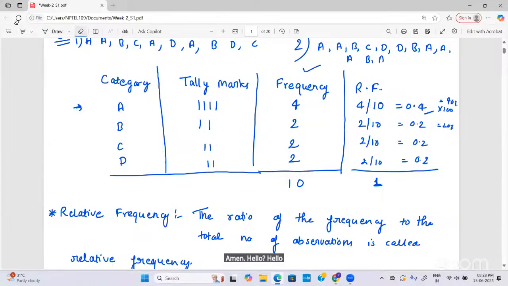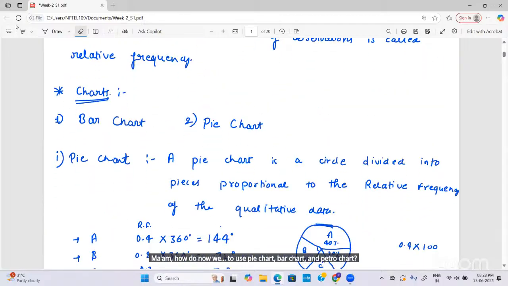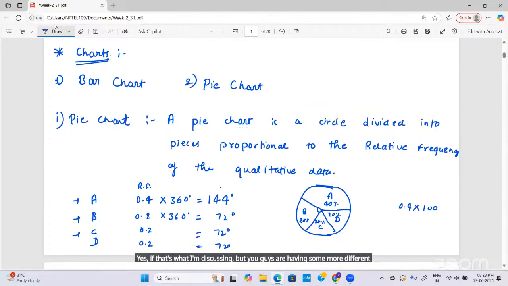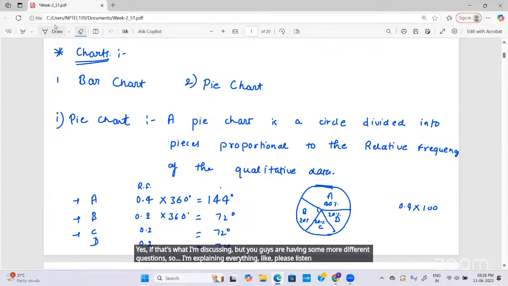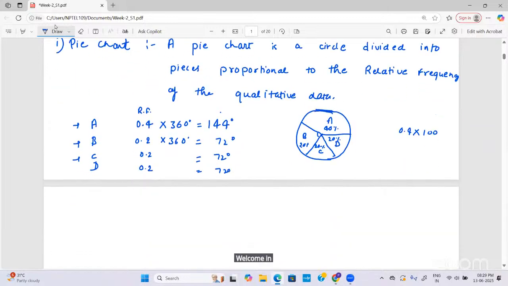Ma'am, how do we now use the pie chart, bar chart, and Pareto chart? Yes, that's what I'm discussing, but you guys are having some more different questions. I'm explaining everything. Please listen to me first and then ask your doubts. It will be beneficial for you only. Okay, ma'am. Please let me cover the complete summary, otherwise it will take more time to complete.